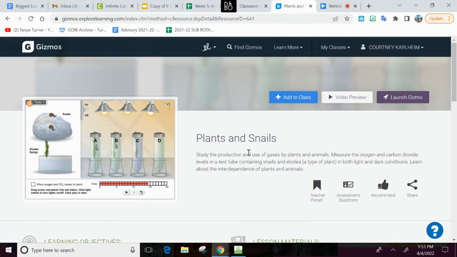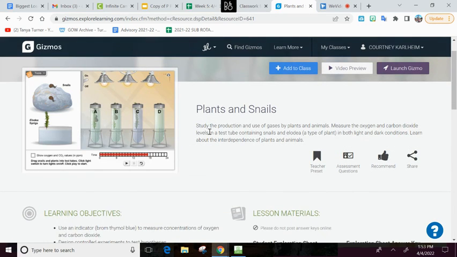This is the Gizmo Plants and Snails. Remember that BTB solution was the solution that we blew into, and when we blew carbon dioxide, it turned green or yellow. If it's blue, that means there's no carbon dioxide present, and if it's green, there is carbon dioxide present. So you will need to remember that for your Gizmo.